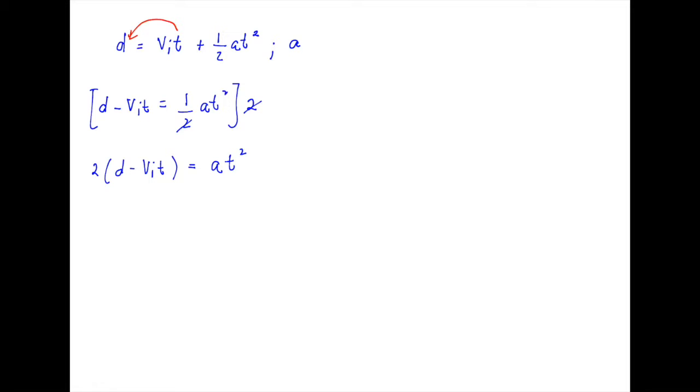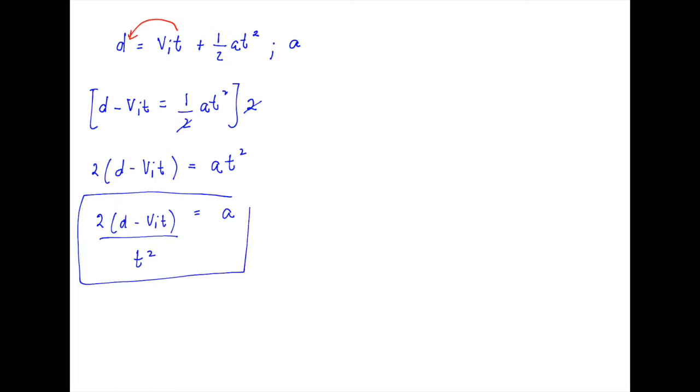Since I'm looking for the value of a, I could say that that will become 2 times d minus v_i t, all over t squared. So, this is now my formula for acceleration.